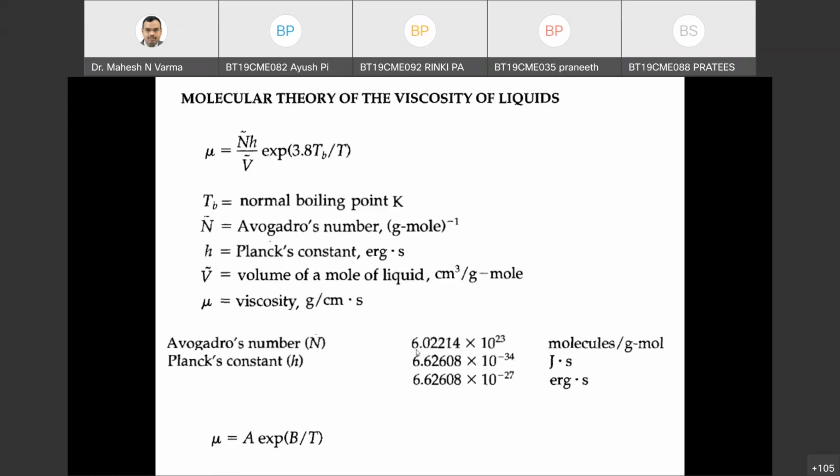And the temperature is given as 20 degrees Celsius. The boiling point is 80 degrees Celsius. So what will be the viscosity of benzene?